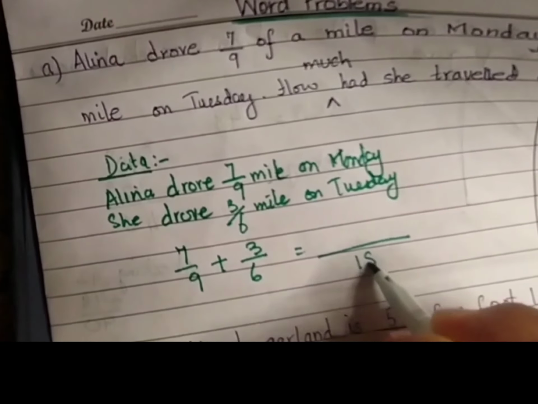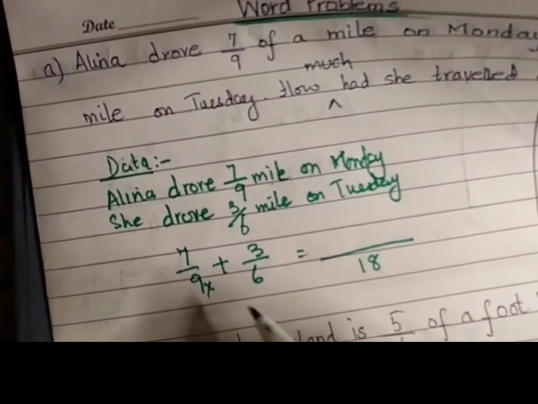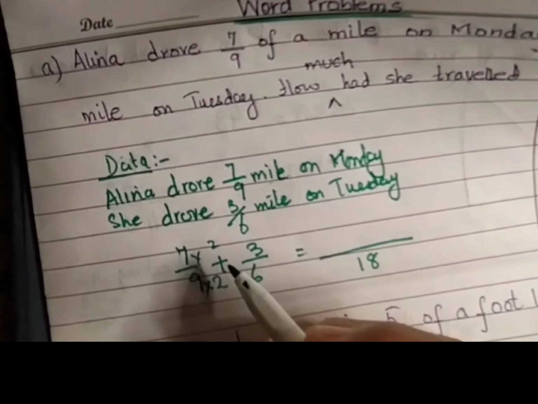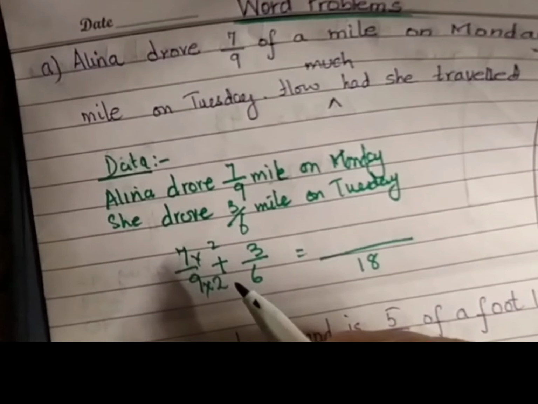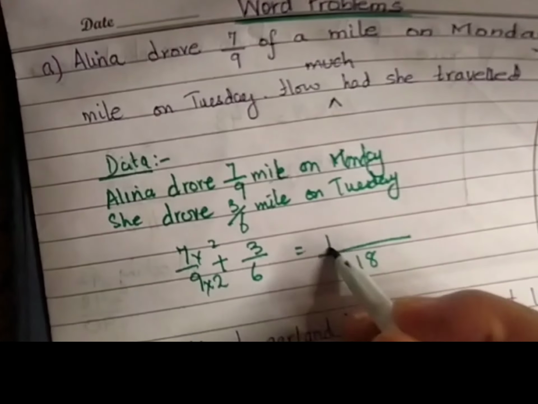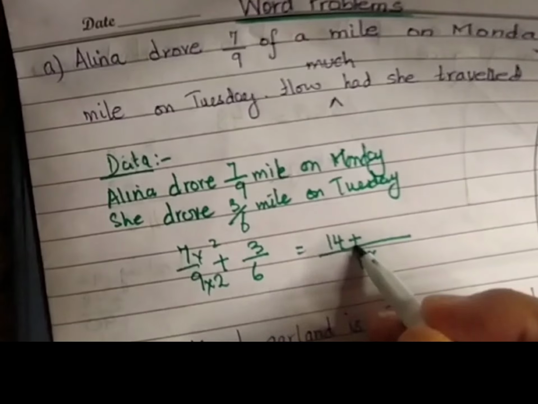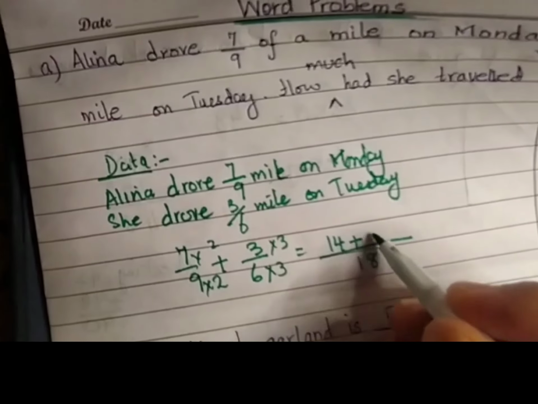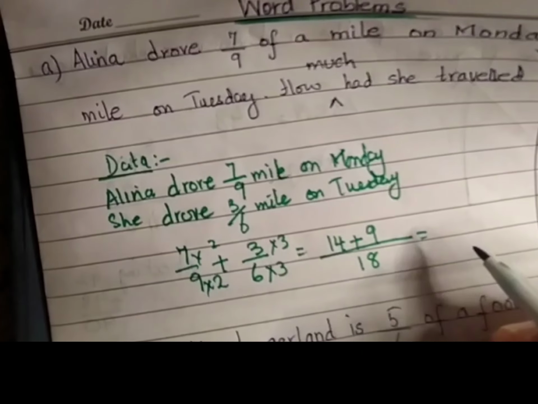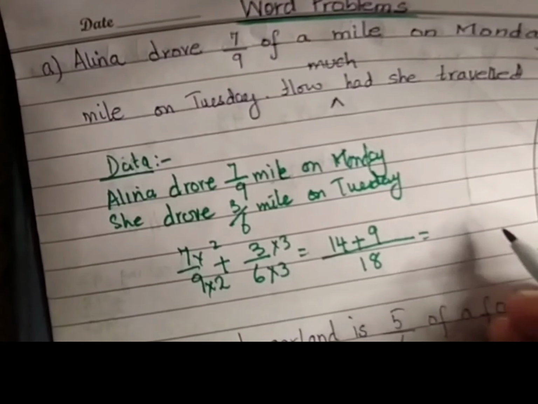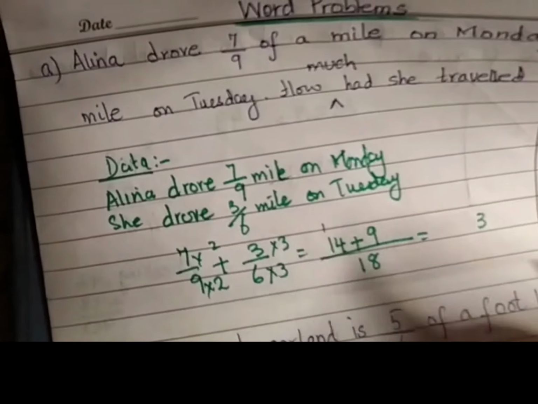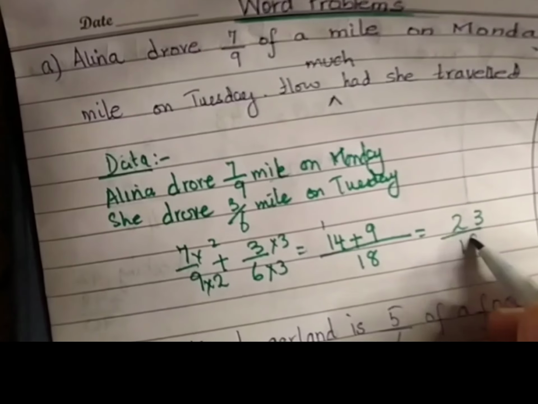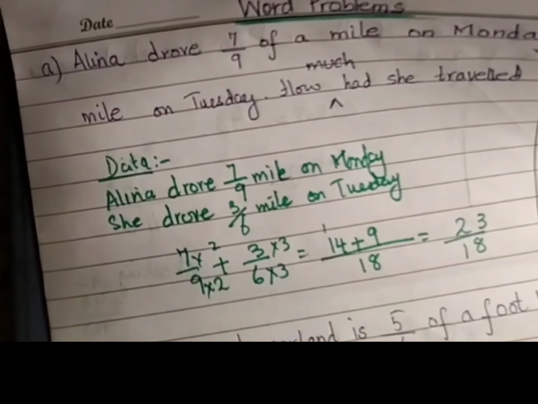I'll do that working here. 9 what's are 18? 9 2s are 18. So 7 2s are 14. Then 6 3s are 18, so 3 3s are 9. Add this up together. 10, 11, 12, 13. 1 goes up. 1 plus 1, 2. 23 upon 18 is the answer.